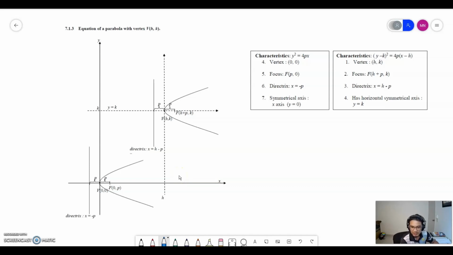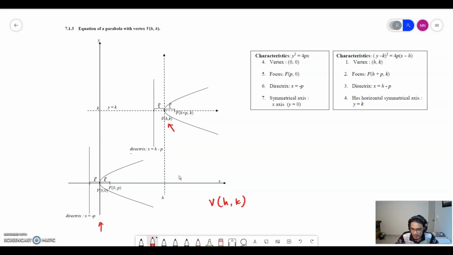Okay, now let's look at 7.1.3, where the equation of the parabola has a vertex that is not located at the origin of the plane. Firstly, we focus right here. So this is the parabola where the vertex is located at the origin. We have V(0, 0), where the vertex is at coordinate (0, 0). Now, for example, let's move the vertex to a position (h, k). So V(h, k) as written right here.